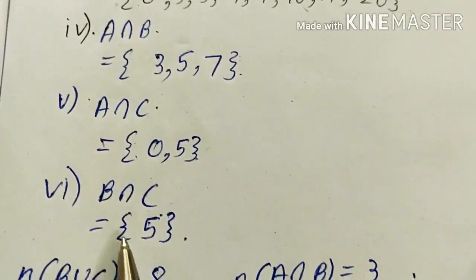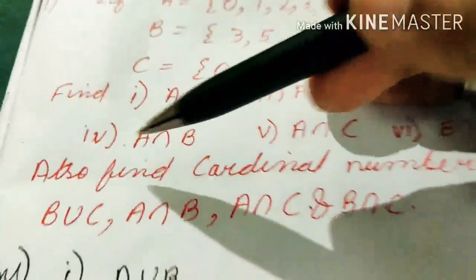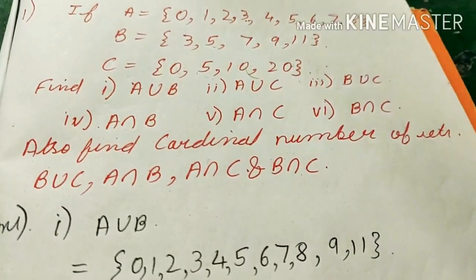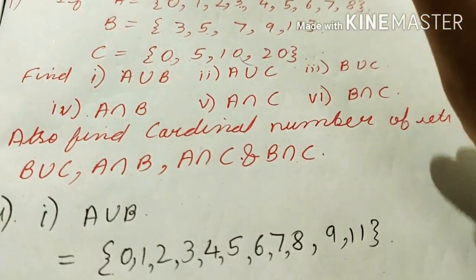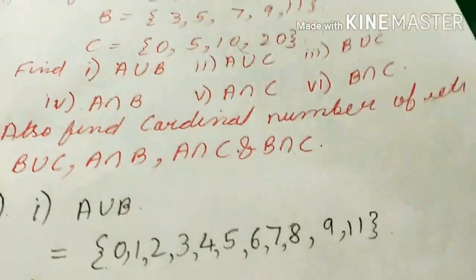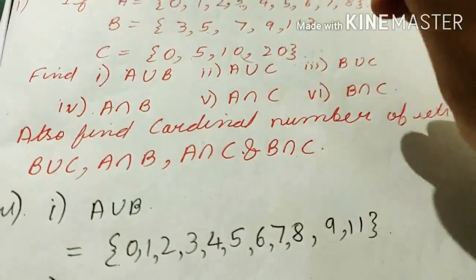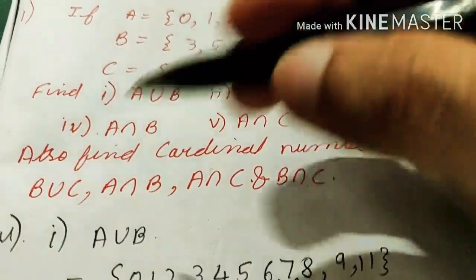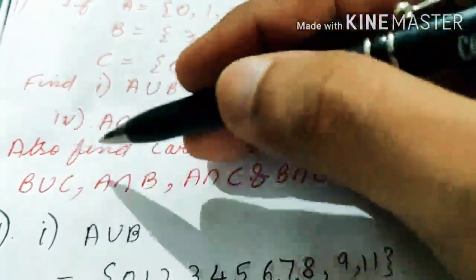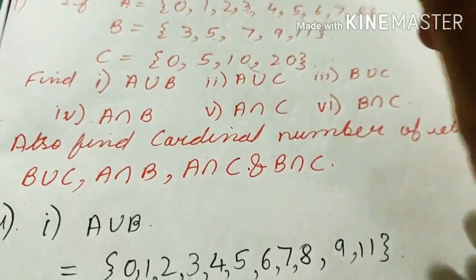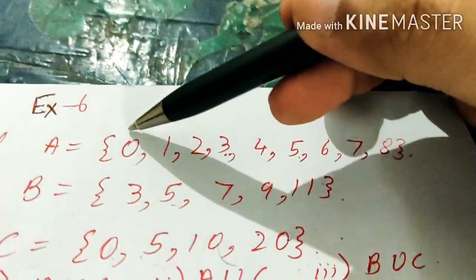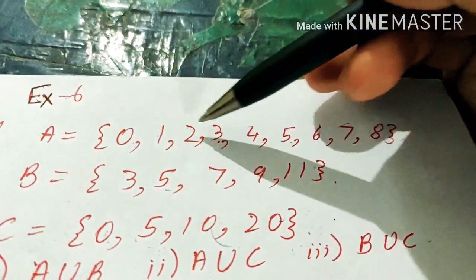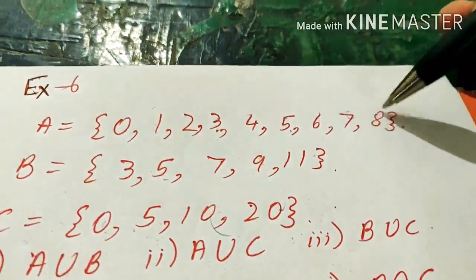Okay, what next? We have to find the cardinal number. Cardinal number means finding the number of elements in a set, and you have to find the cardinal number of B union C. Cardinal number means the number of elements in the set. If you talk of set A, look, here they are 1, 2, 3, 4, 5, 6, 7, 8, 9.